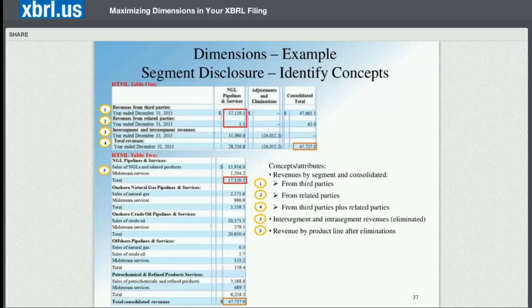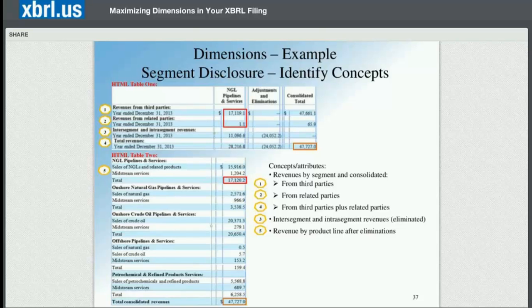So what do we do? Anytime you're tagging, you want to follow a repeatable standard format. First thing is you have to identify the concepts that have to be tagged. That means looking at your financial statements, understanding the values that have to be tagged, and making those values specific, i.e. the concept that defines it.